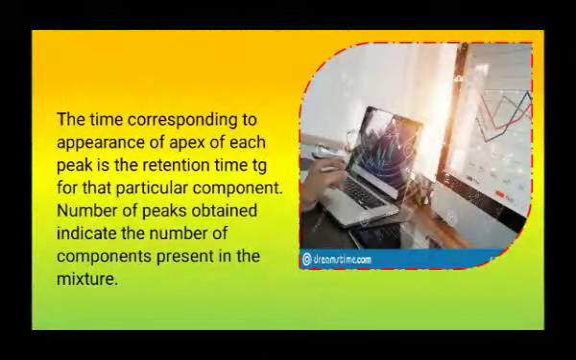The time corresponding to the appearance of the apex of each peak is the retention time. It is designated with the help of the letters Tg or Tr for a particular component. The number of peaks obtained indicates the number of components present in the mixture.